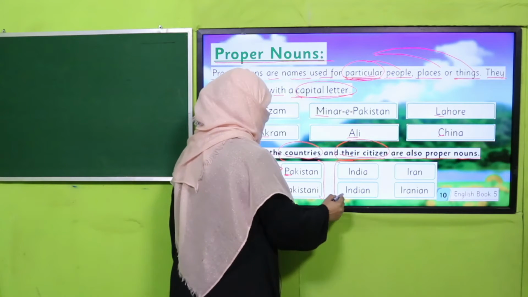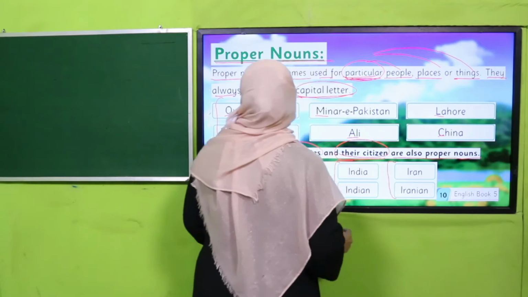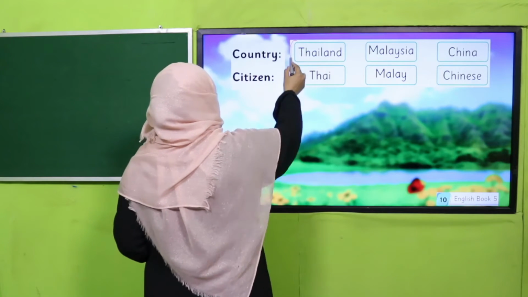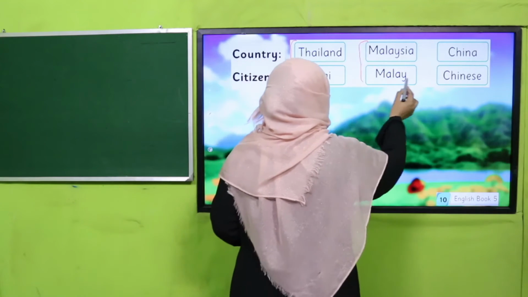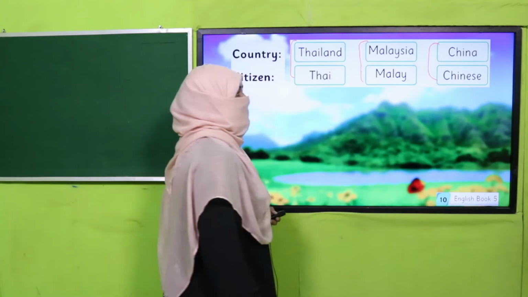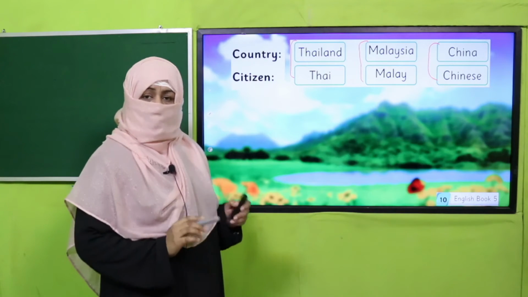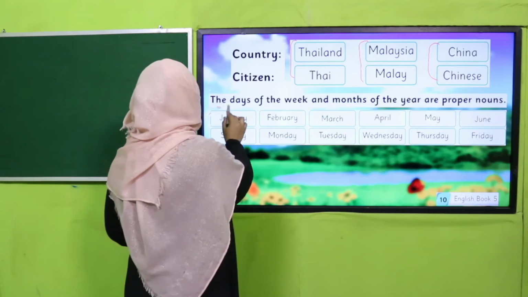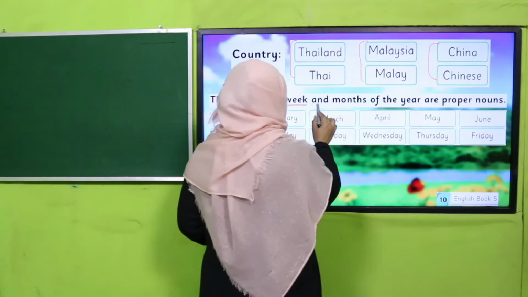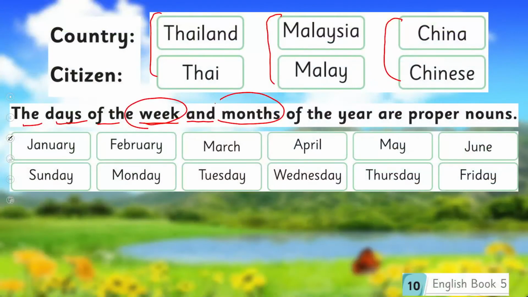India, Indian, Iran, Iranian, Thailand, Thai, Malaysia, Malay, China, Chinese. So all are proper nouns. The days of the week and months of the year are proper nouns.